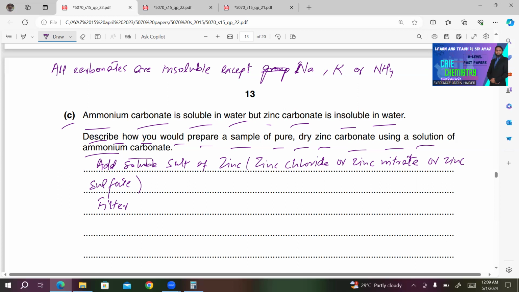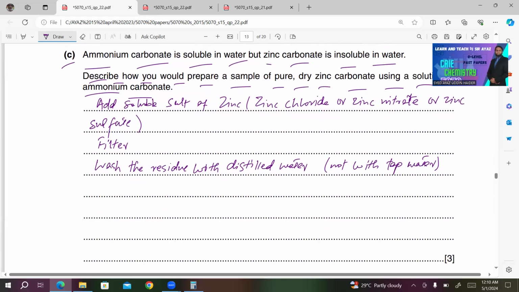So you have the residue. Wash the residue with distilled water, not with tap water. You can even write deionized water. So you are done with this. Any description of drying? So we will write: dry the residue in air.